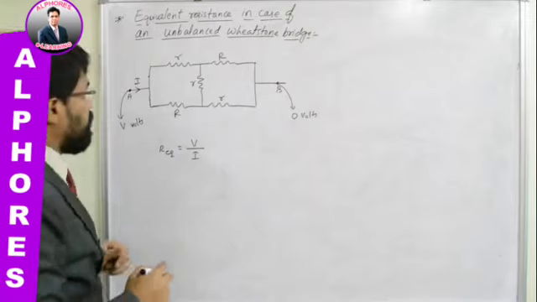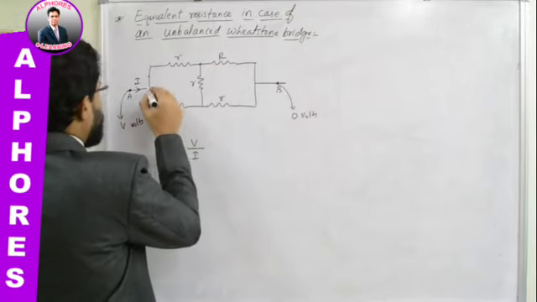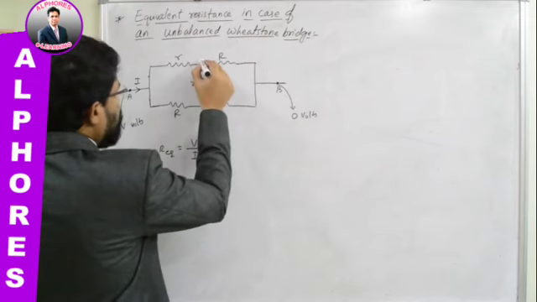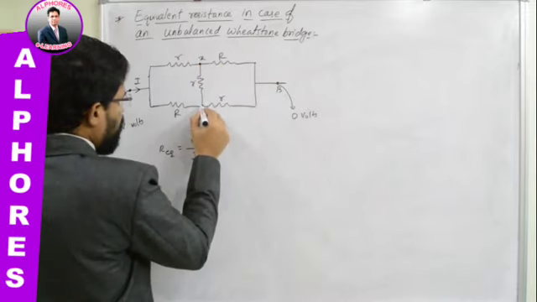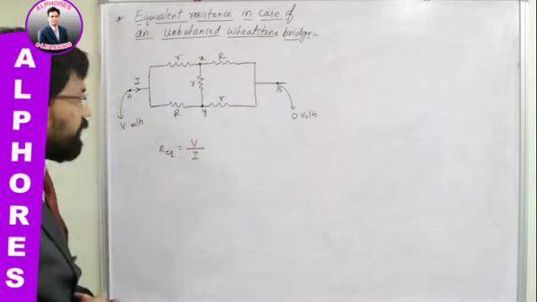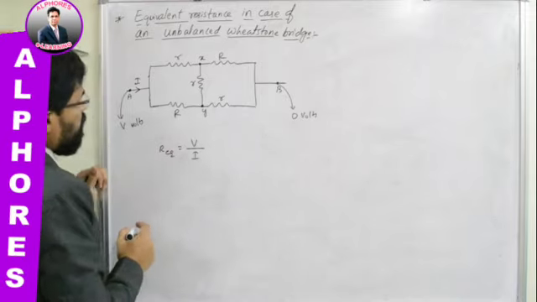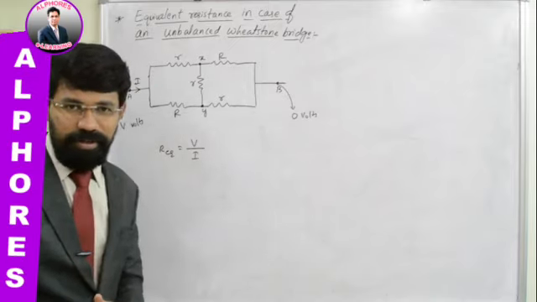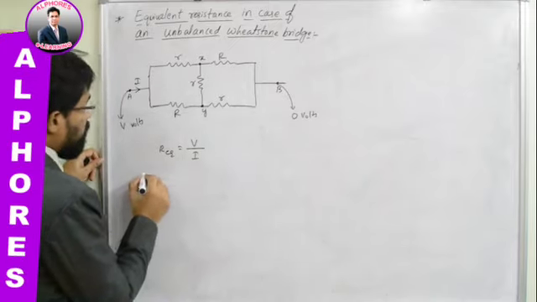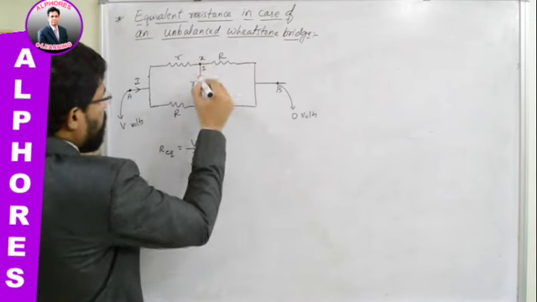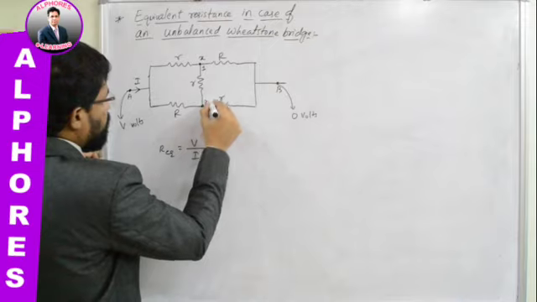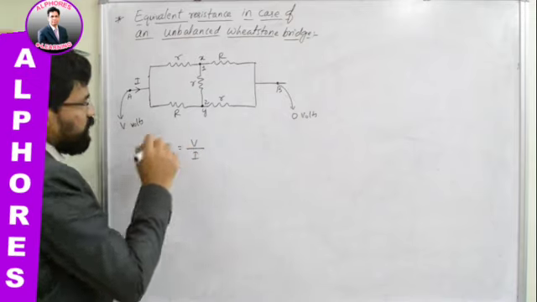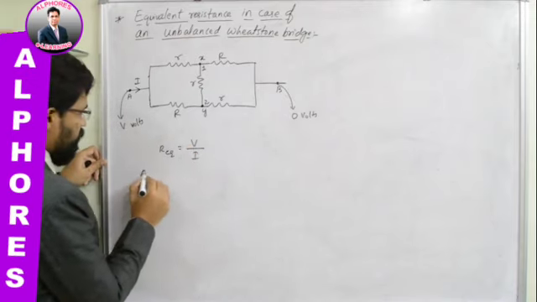Okay, to handle this situation, I'll assume this point is A, this point is B. Let us say the potential at this junction is X, and the potential at this junction is Y. Now I'll call this junction 1 and this junction 2. X is the potential at junction 1, and Y is the potential at junction 2.